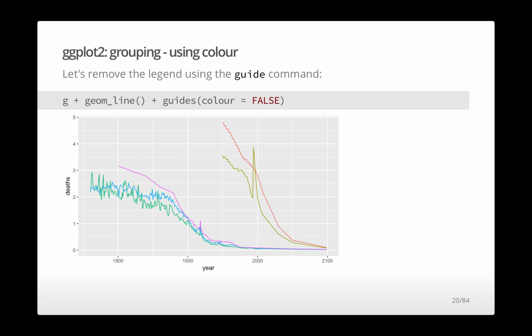So lastly, if we're like, I don't really need that legend. So in ggplot2, they're called guides. And you'd say guides, whatever you mapped. So remember, before we mapped country into color. You say guides, that whatever you map into equals false, and it removes that.